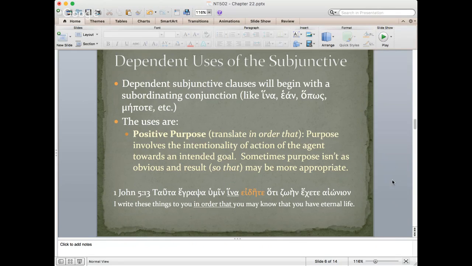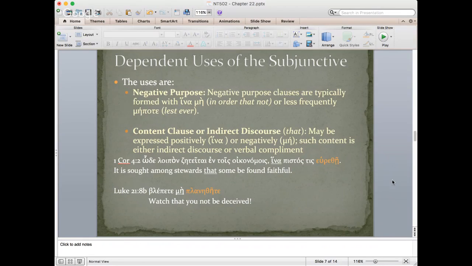Sometimes negative purpose is going to show up, and the clauses are typically formed with hina me, in order that not, or sometimes me pote, which is something like lest, so that it may not occur. Content clauses or indirect discourses may be expressed positively or negatively. Such content is either indirect discourse or verbal complement, and both could be subjunctive as well. Sometimes the content clause will have a subjunctive in it, or the discourse itself will. If it's positive, it uses the hina clause. If it's negative, it uses me.